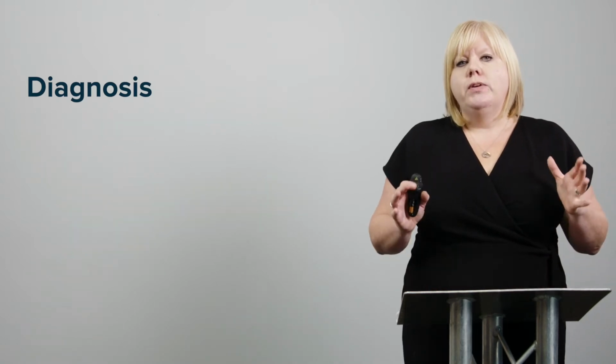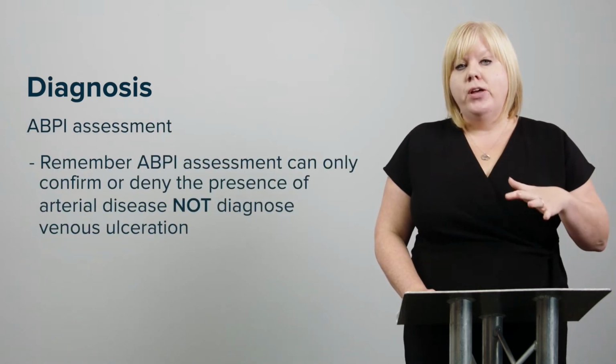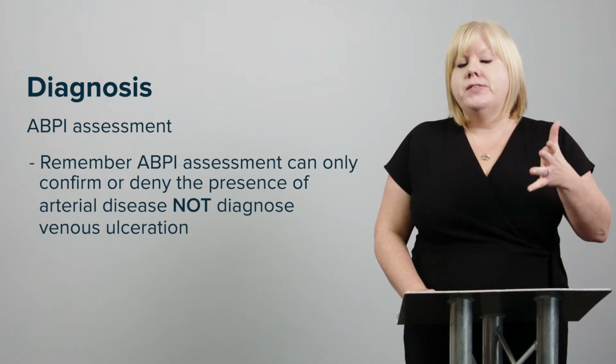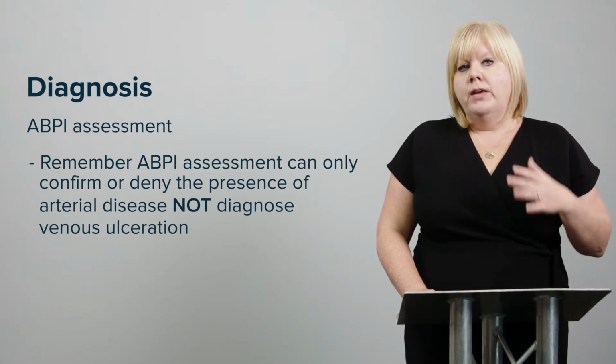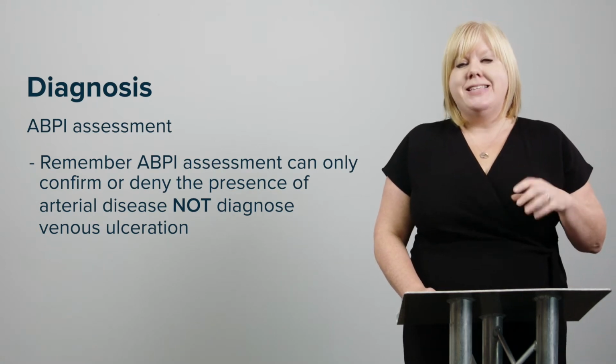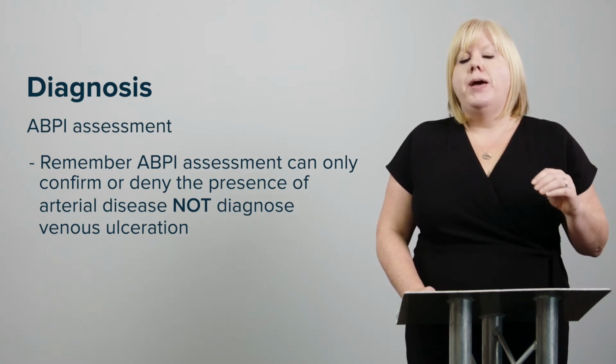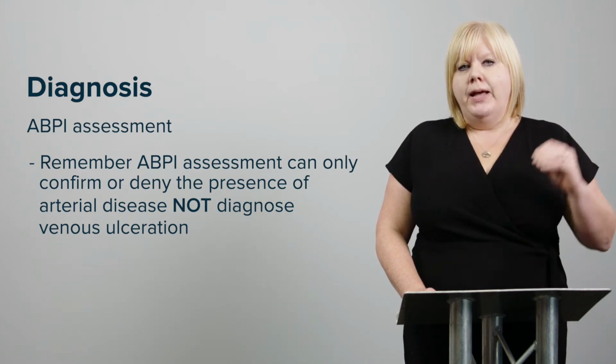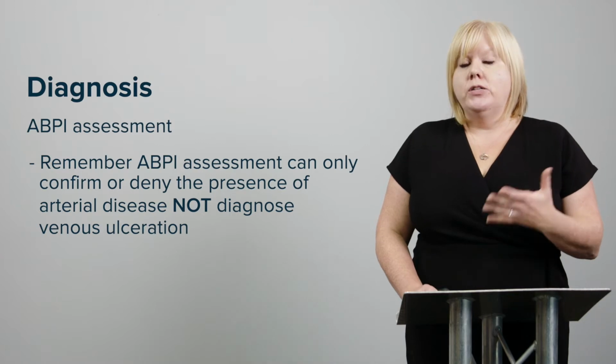I just want to really point out that an ankle brachial pressure index, an ABPI, does not confirm the diagnosis of a leg ulcer. It doesn't tell you whether this is a venous leg ulcer or not. The ABPI is simply there as a safety measure: is that patient suitable for full strength strong compression? But actually the diagnosis comes back to your clinical skills. Hence why we're doing this video today.